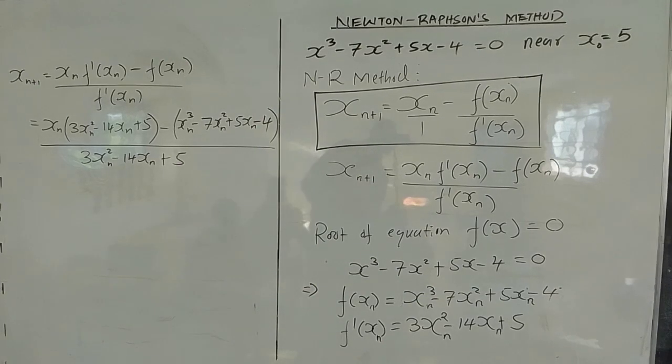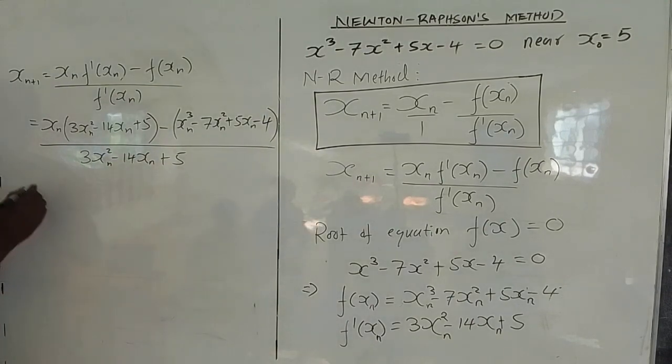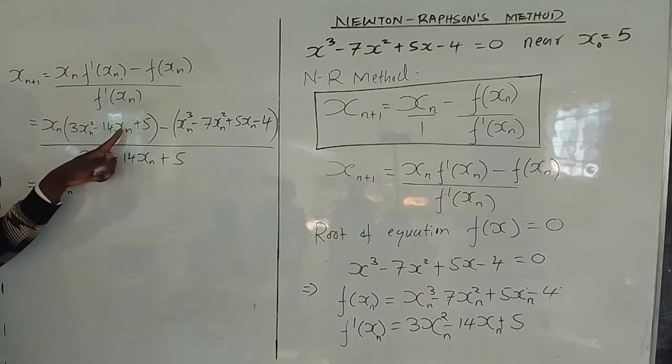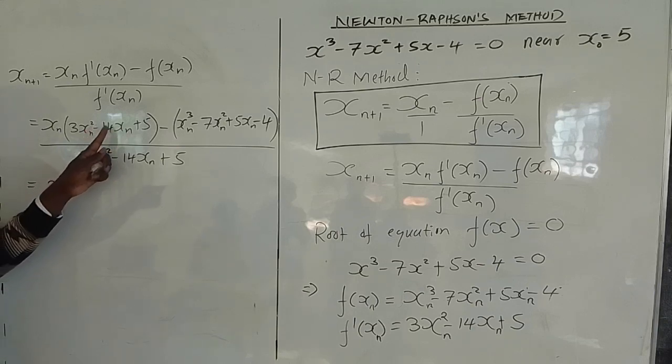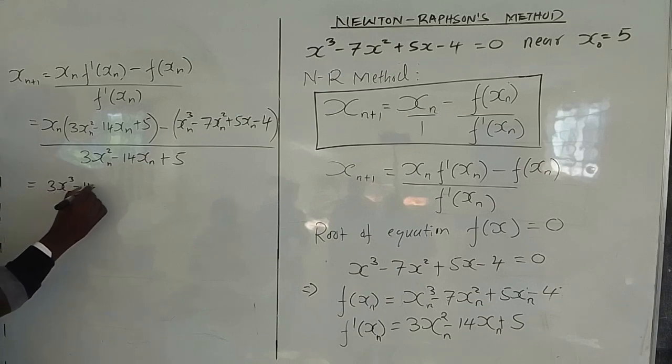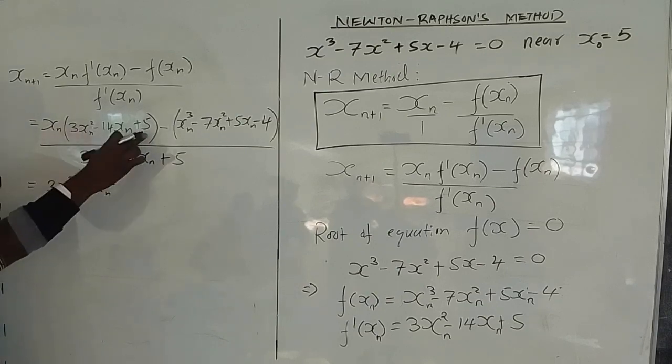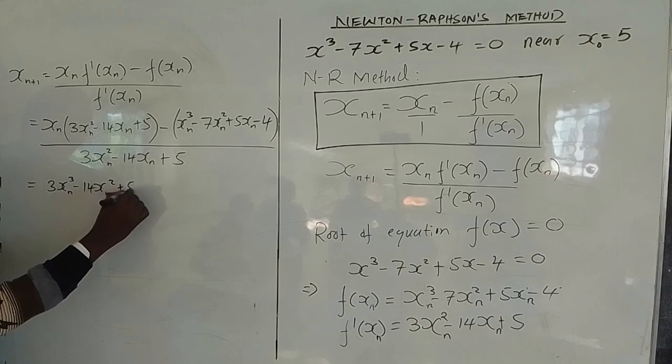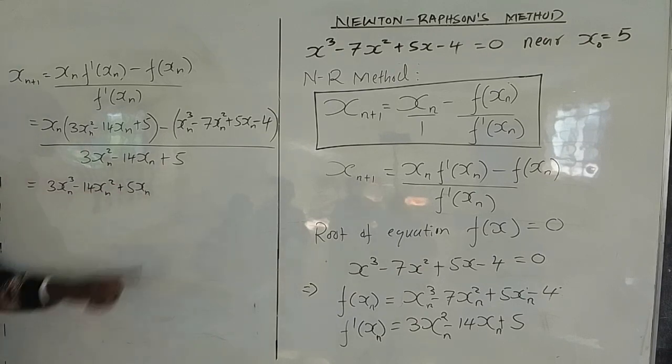The next thing you do is to simplify. If you are simplifying, it means you are opening the bracket. So open the bracket, xn multiplies everything inside the bracket. So xn times xn squared, you get 3xn cubed. Xn times xn is xn squared, so now I have minus 14xn squared. Then xn times 5, I have plus 5xn. I'm done. Then you open the other bracket.